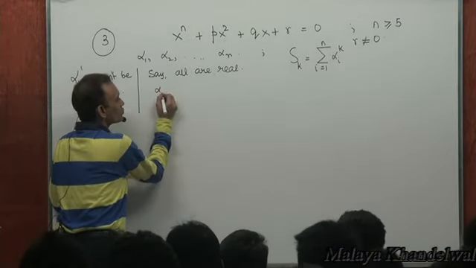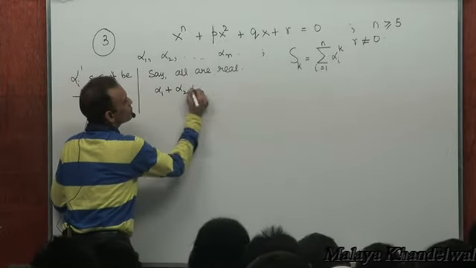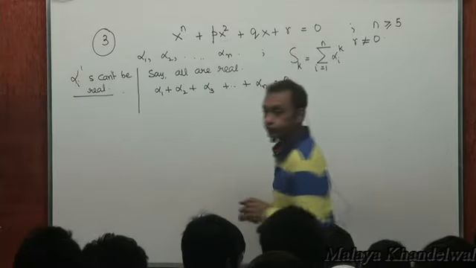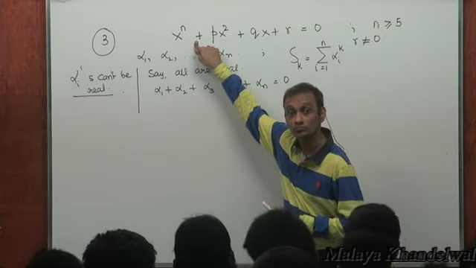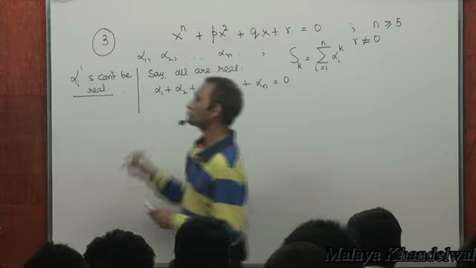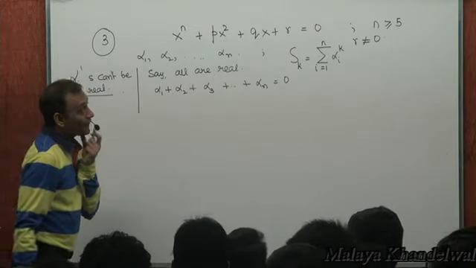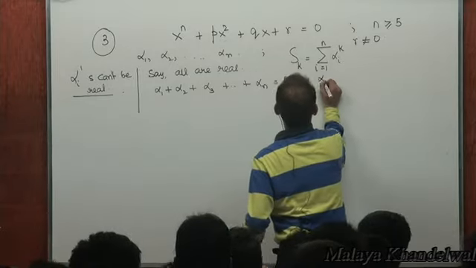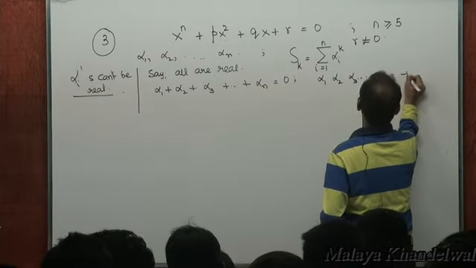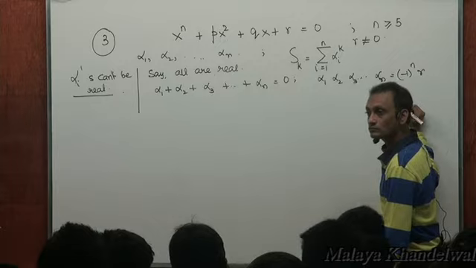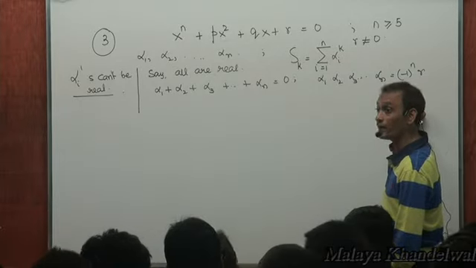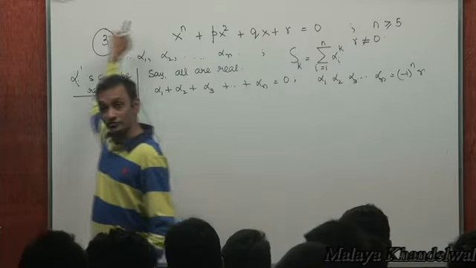Now, the sum of the roots alpha 1, alpha 2, alpha 3, ..., alpha n is 0, because the coefficient of x to the power n minus 1 is 0. So, the sum of the roots is 0. Also, look at this. The product of the roots alpha 1, alpha 2, alpha 3, ..., alpha n is minus 1 to the power n times r. The sum of the product taken n at a time is minus 1 to the power n, last term divided by the coefficient of the first term, right?